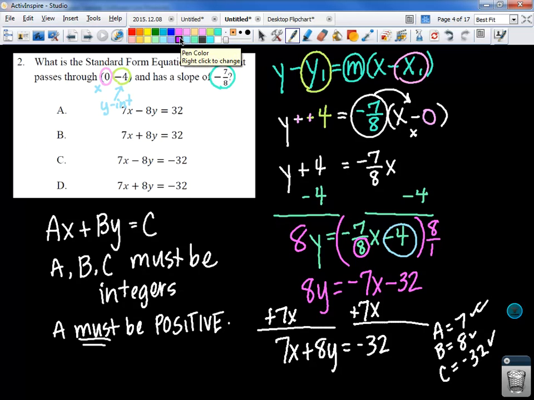Not 7x plus 8y equals positive 32, not that one. 7x plus 8y equals -32. Our answer should be D. So now I want to show you how to verify on the calculator.